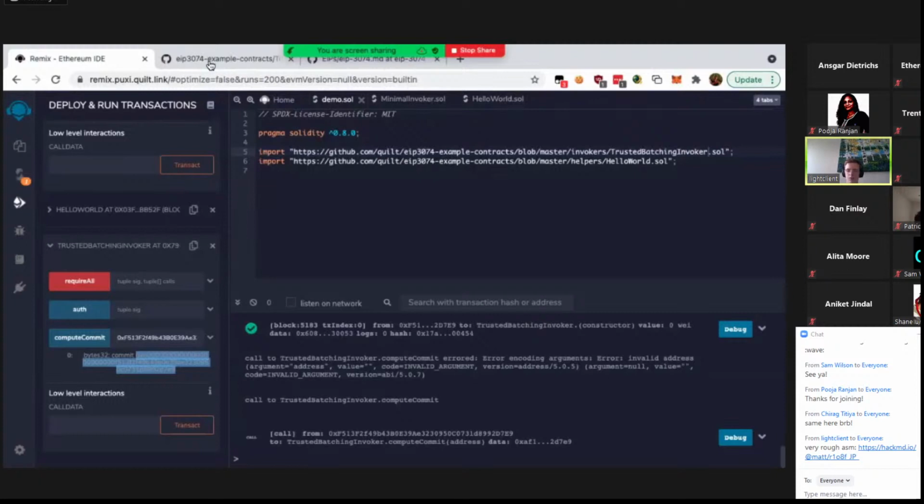Does anybody have anything to share about things they've thought about using 3074 for, or any updates on anybody's end since we talked about a month ago?